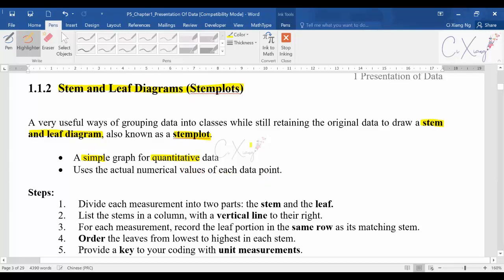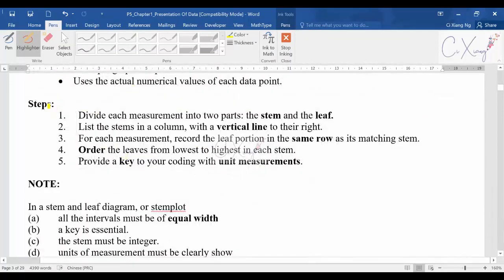That means when you draw this graph, your original data you can still look at, and you can still get the original values of every single data point in your diagram. There are some steps to follow here. I will go through it very quickly and then show you the detail later by using an example. The first step is to divide each measurement into two parts.